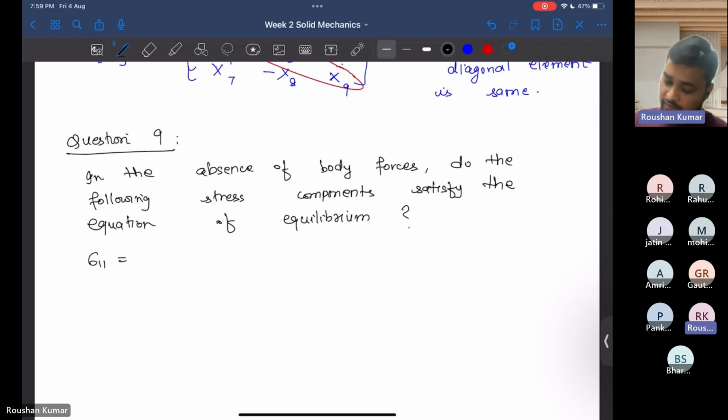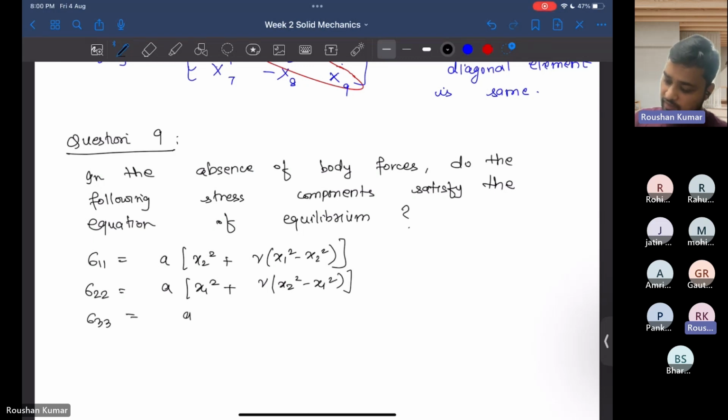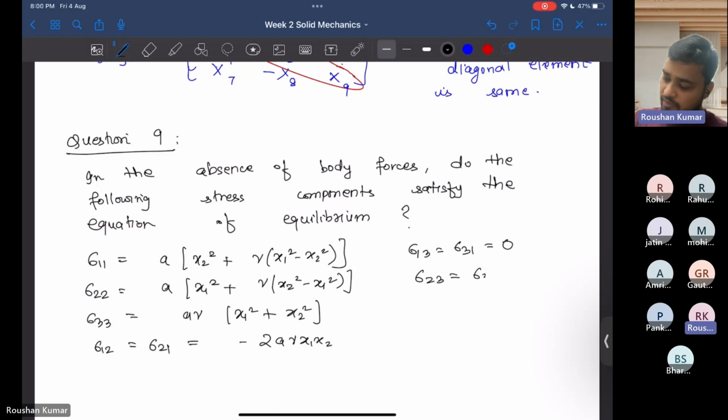So the components are given here. Sigma 11 is a times x2 square plus nu times x1 square minus x2 square, where a and nu are constants. Sigma 22 is a times x1 square plus nu times x2 square minus x1 square. Sigma 33 is a times nu times x1 square plus x2 square. Sigma 12, equal to sigma 21, is minus 2a nu x1 x2. Sigma 13 equal to sigma 31 is 0 here. Similarly, sigma 23 equal to sigma 32 is also 0 here.